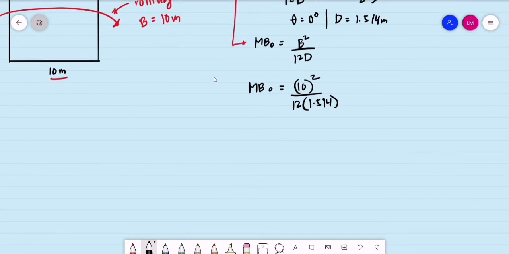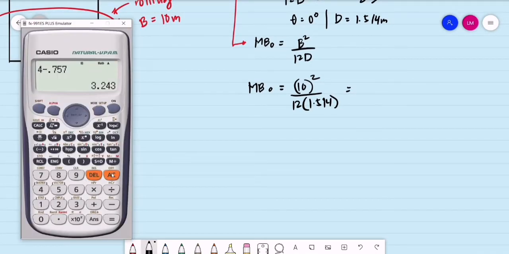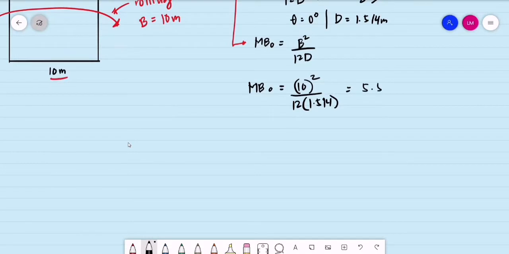Okay, kunin natin yung distance from the metacenter to the center of buoyancy. Okay, that is 10 squared divided by 12 times 1.514 meters. That is 5.504. So, ang hinahanap natin is the metacentric height MG. Ito yung metacenter to the center of buoyancy minus the center of gravity to the center of buoyancy.